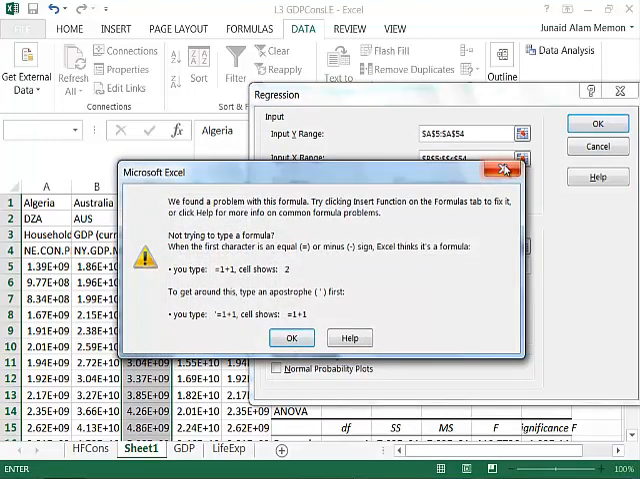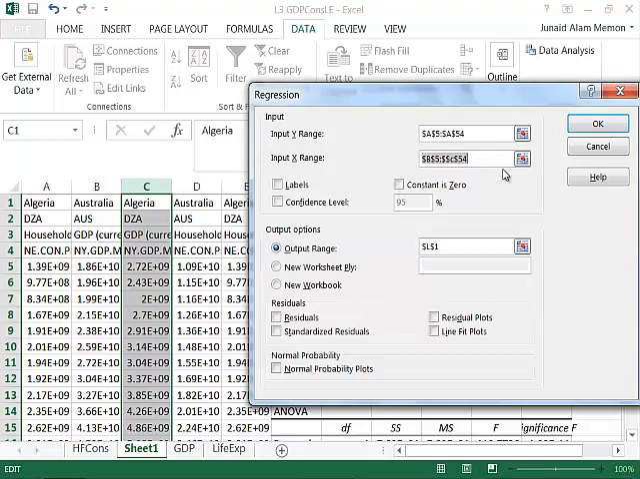Which formula? क्या हो गया? है? X range में problem है? ओ अच्छा double dollar आ गया यहाँ पे, सही है.